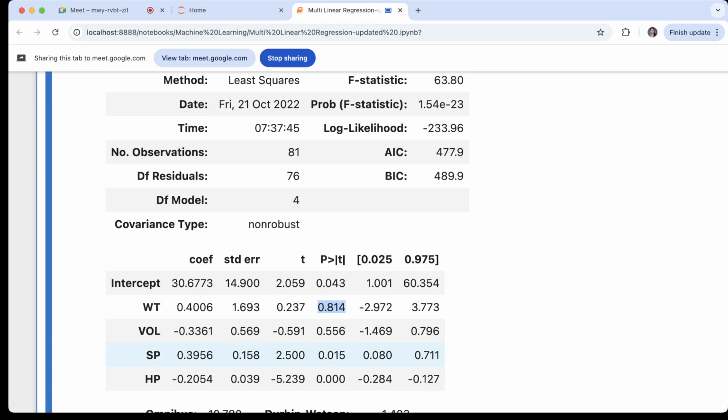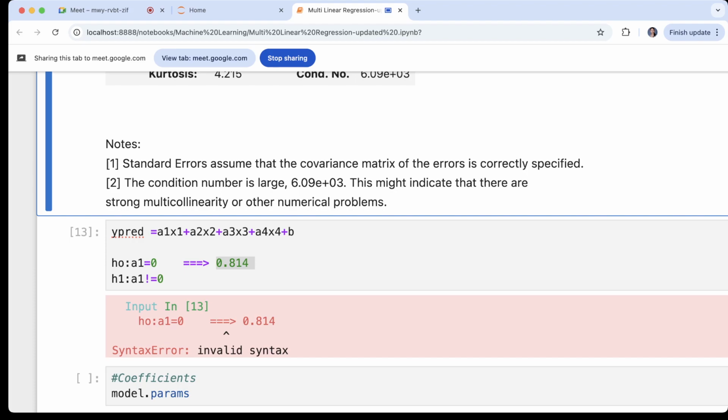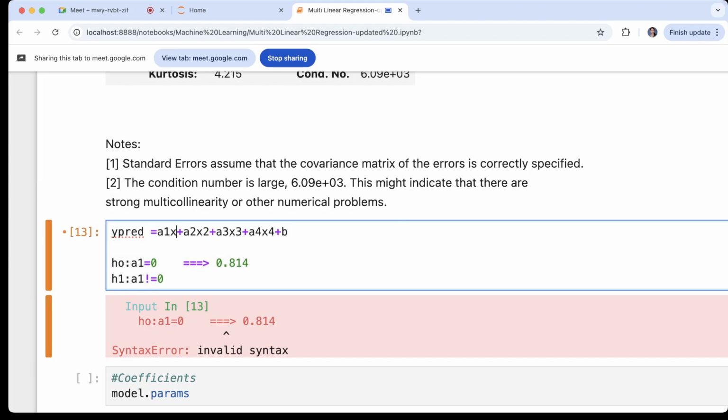The p value is, that's the coefficient, that is a1. So let me just use it like this. a1 is the coefficient, and let's say wt is the multiple parameter. Here also HP, sorry, then volume, then let's say SP. So let's say A1 is your parameter for WT.